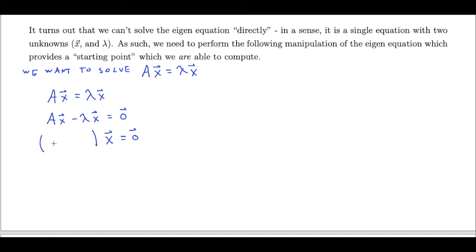And then when I factor it out, it's tempting to write that what I'm left with is A minus lambda. But this is incorrect, because A is some square matrix.